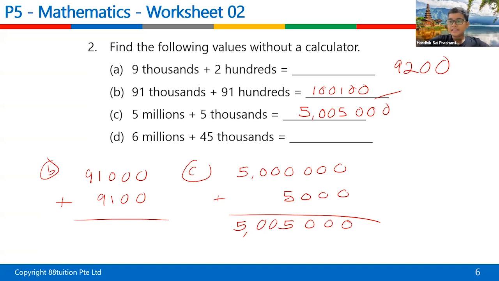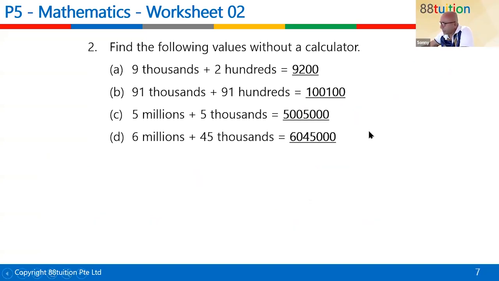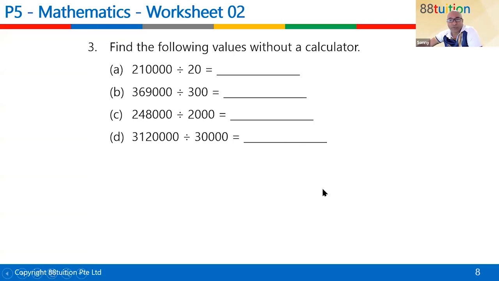What's the next one? 6 million and 6045000. 6045. Good. Let's see. Yes, there you go. Bingo. So you got it right. 6045000. Easy, right? Yes. Okay. Yeah. Of course, it's easy, but let's move on. Easy as well.